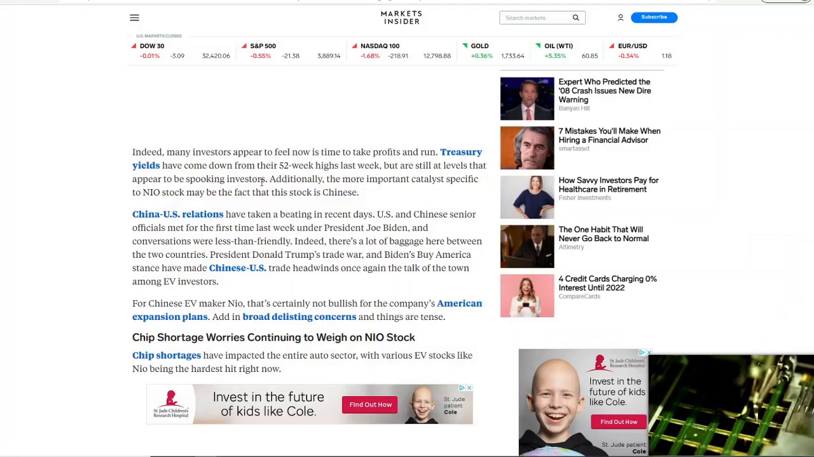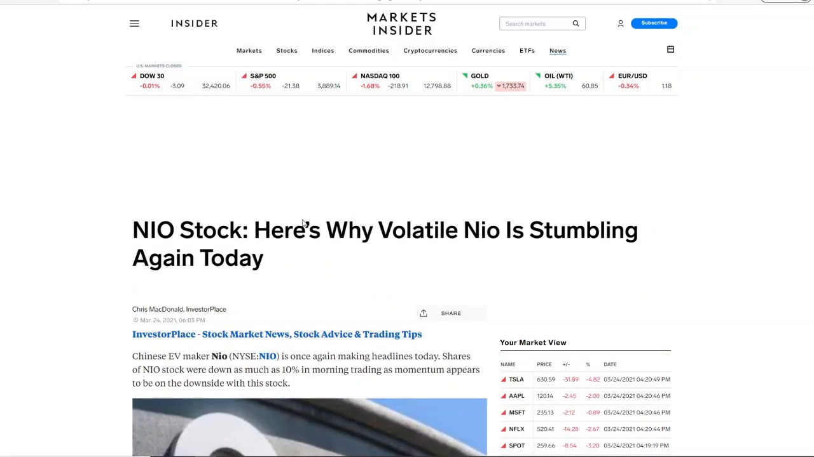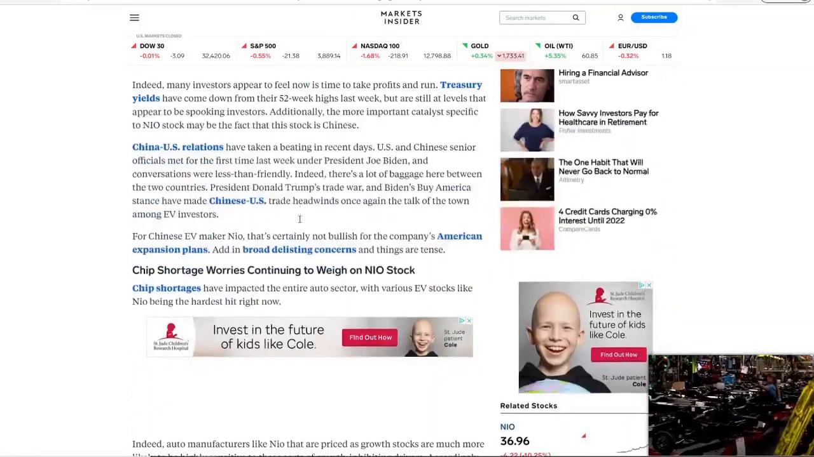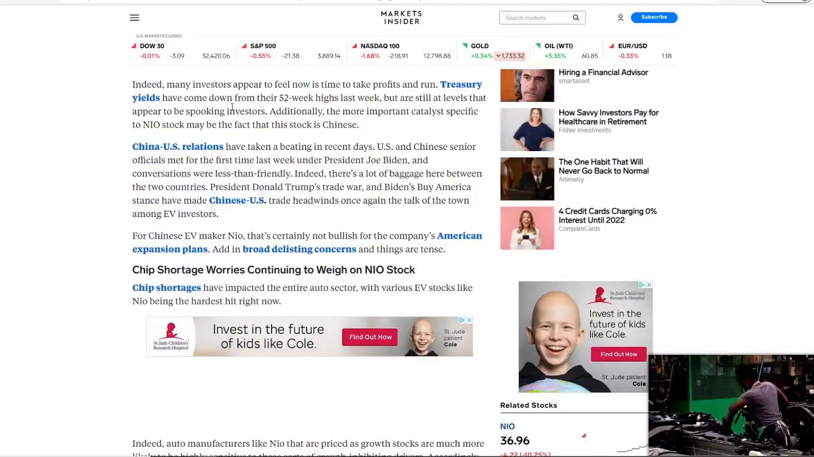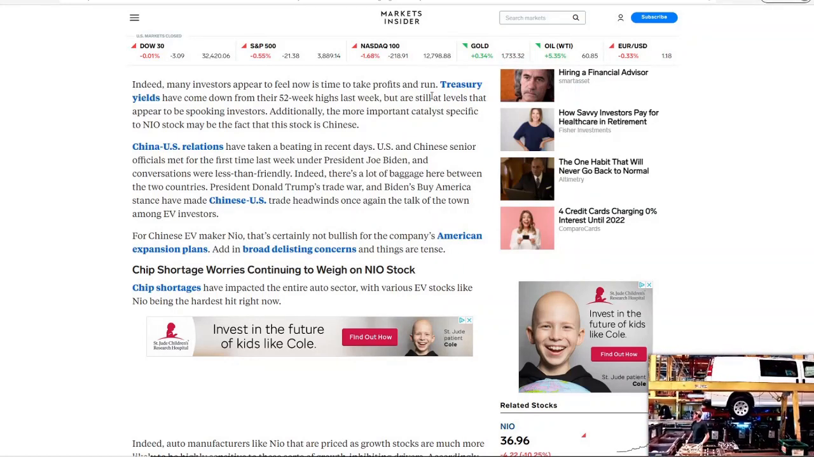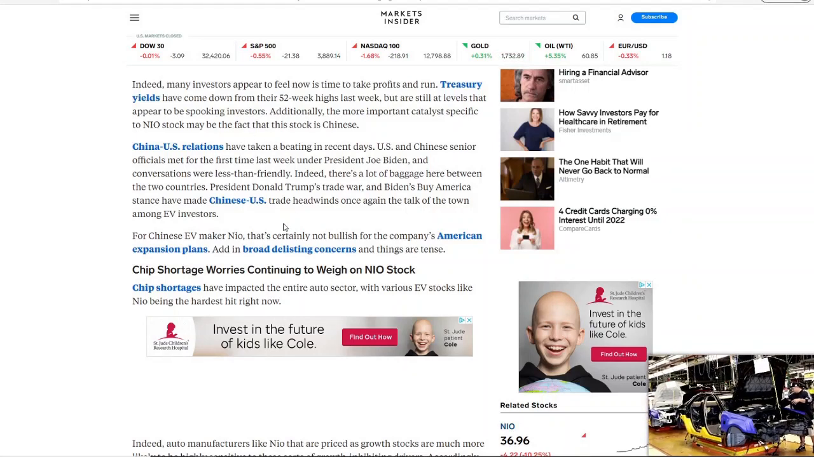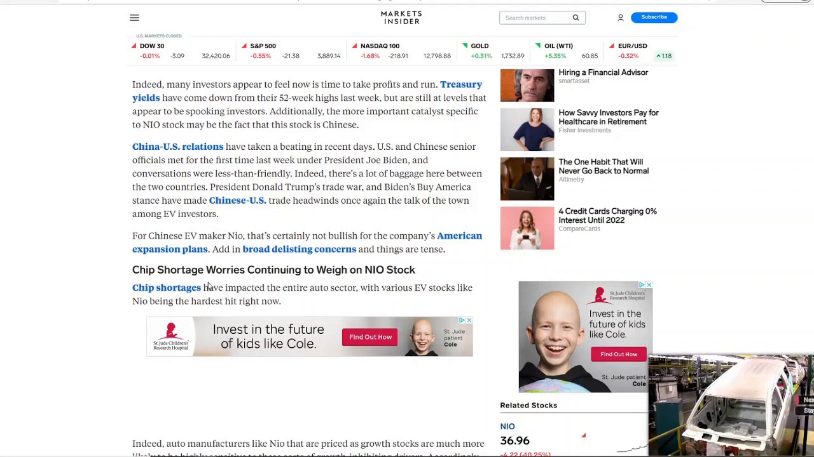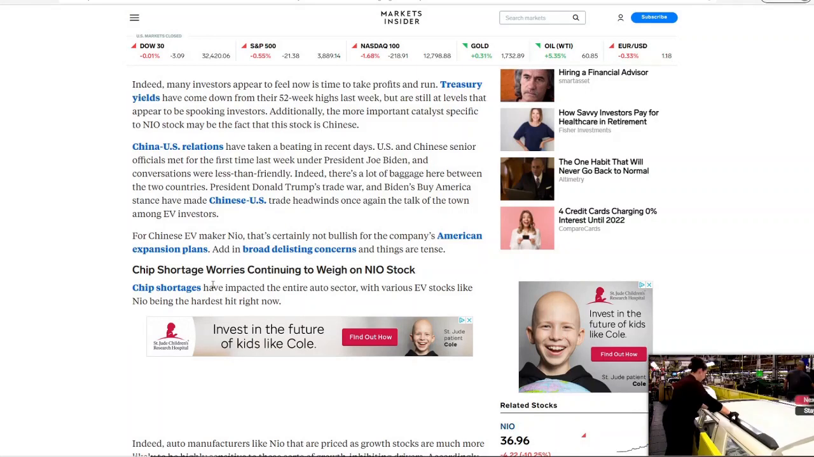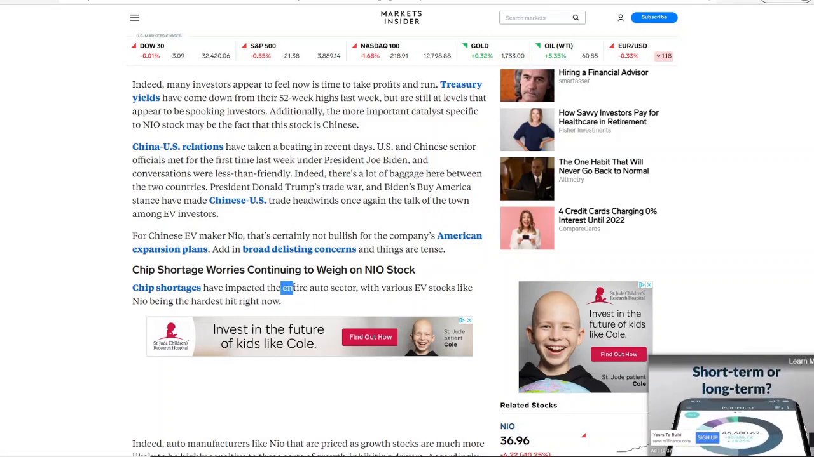So this article talks about every reason why NIO is volatile and it's stumbling again today. So let's look at the three main reasons. The first one, treasury yields. That's temporary. That's happening to the whole market. This is not just NIO. China-US relations. This could be temporary. This is what's making it very speculative right now. And the third thing is chip shortages. Okay? Chip shortages are not that big of a deal. This is temporary. This is going to get passed over. It's hurt the entire auto sector.